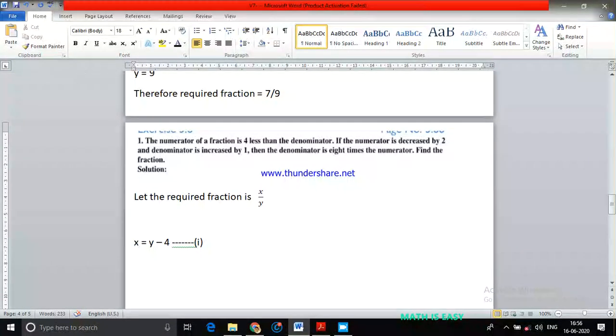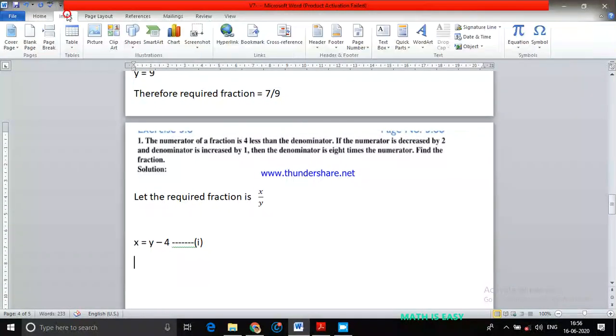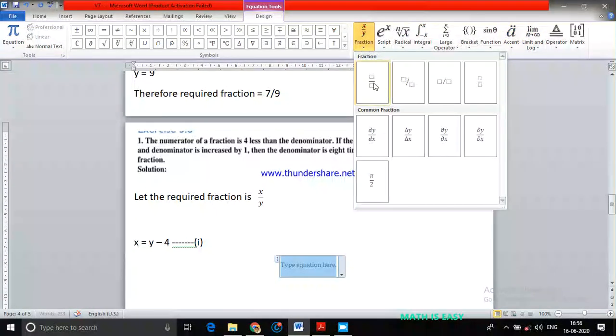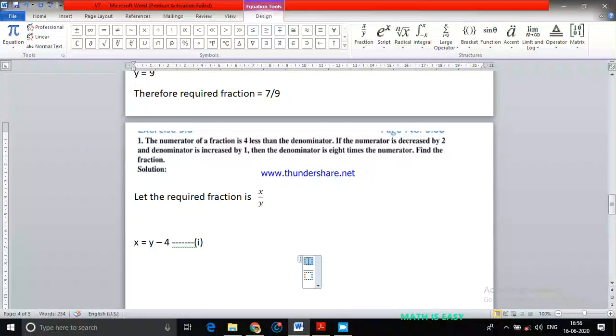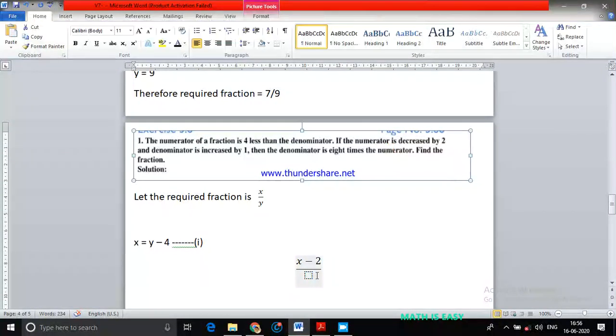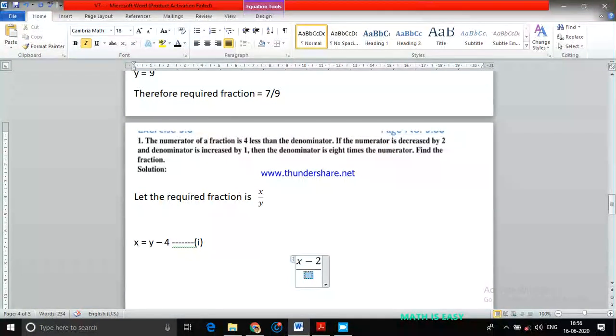Now what is the next condition? If the numerator is decreased by 2, so let me write the equation. Numerator is decreased means initially my numerator is x. Now x is decreased by 2, so it will be x minus 2. And the denominator is increased by 1. Denominator is increased by 1 means initially my denominator is y, so denominator increased by 1 means y plus 1.